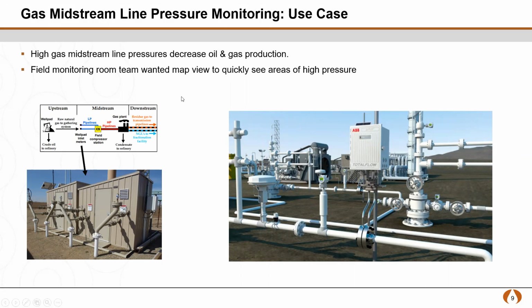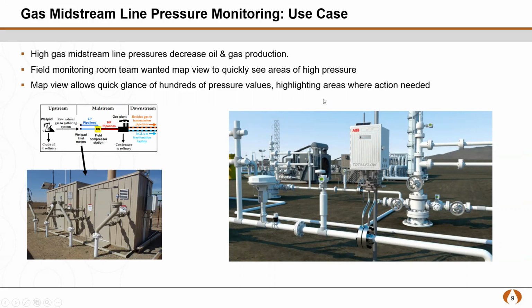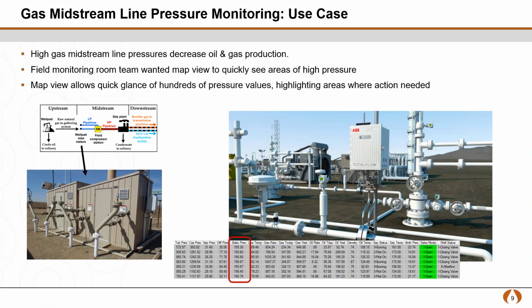So our monitoring room team wanted a map view to quickly see hundreds of these pressure measurements and be able to understand that very quickly. So we wanted to give them a map view that would highlight areas where action is needed. And historically, our employees can view this through a SCADA interface, which is primarily tabular. So you'd be looking at a lot of tables. Like here, we can see pressure values just in a table, but it's not easy to look at hundreds of these at once. That's where real-time GIS comes in, the ability to quickly understand this stuff through visualization.